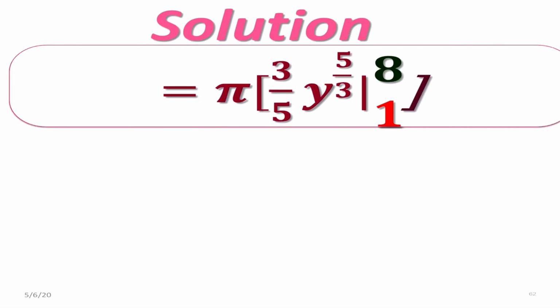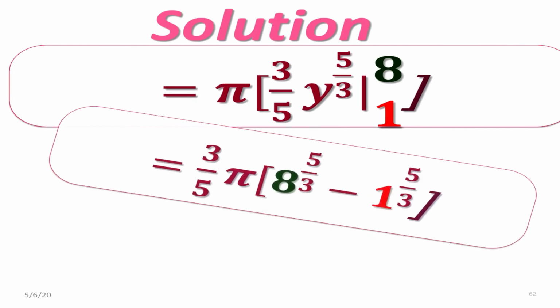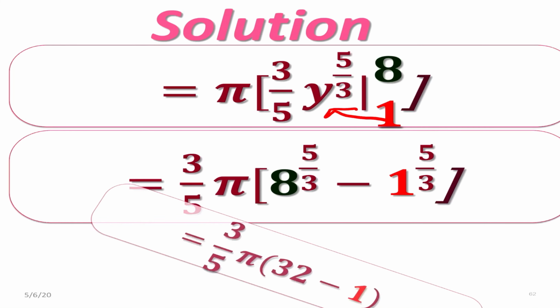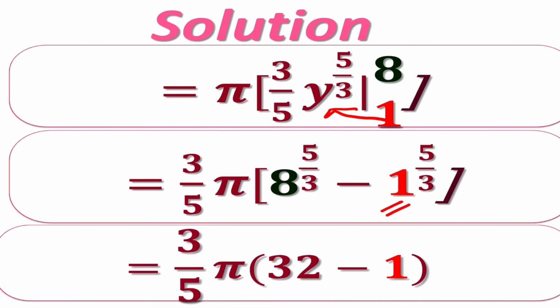So we are going to keep pi as a constant, and we are going to apply the power rule for integration to that term. So it becomes, we are going to plug in 8 first for y and after 1 for y and subtract the numbers. So it evaluates to 3/5 pi times 32 minus 1 in the brackets.